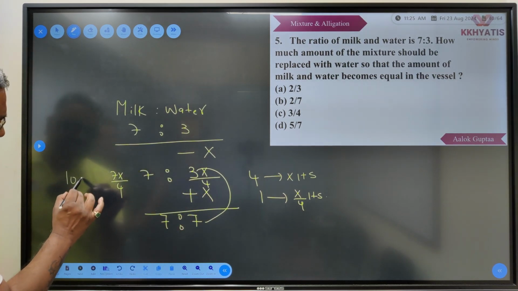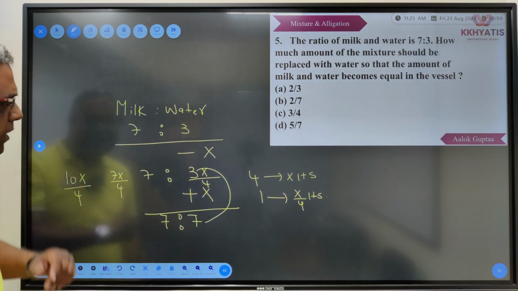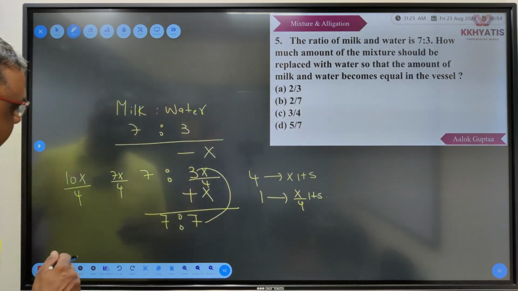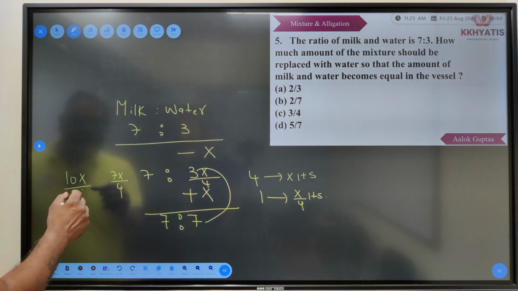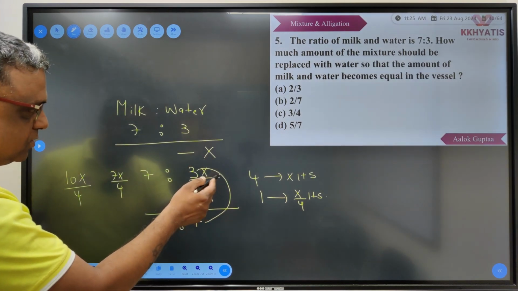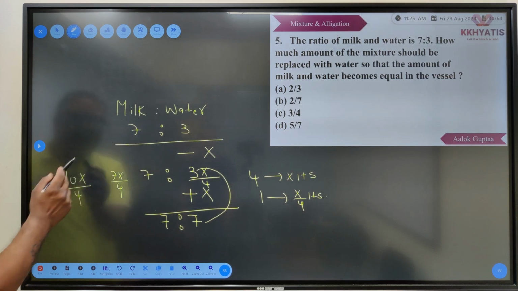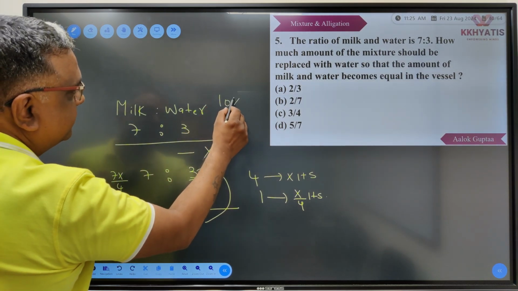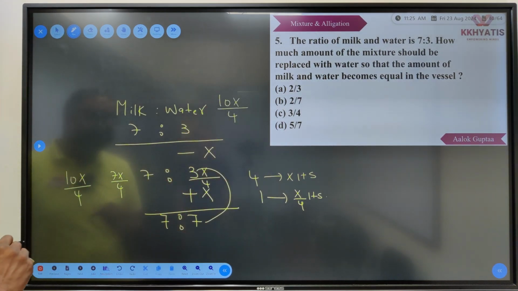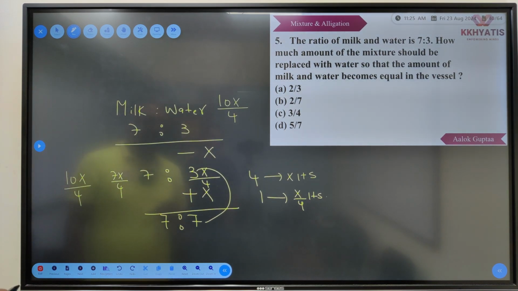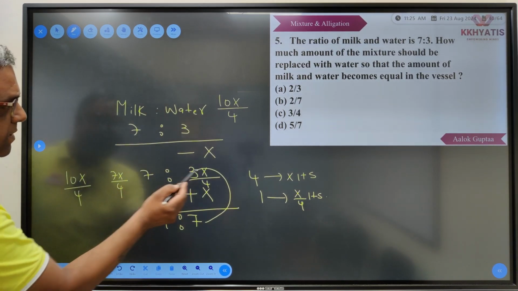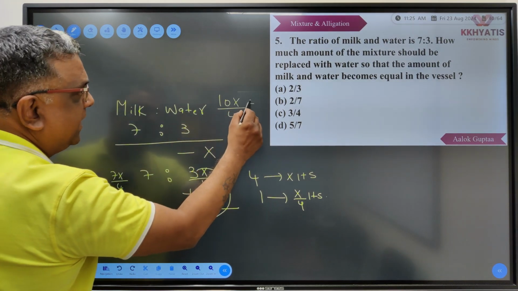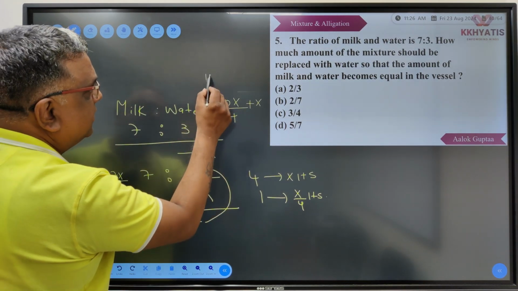So this is 10x by 4. This 10x by 4 is actually after x is removed. So how much did it become above? Above also your quantity is 10x by 4. Clear? So this 10x by 4 quantity, no, this is not 10x by 4 above. This is 10x by 4, and if I add x to it, it will become 14x by 4.